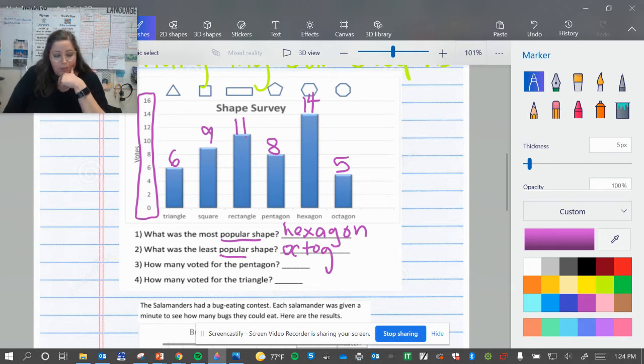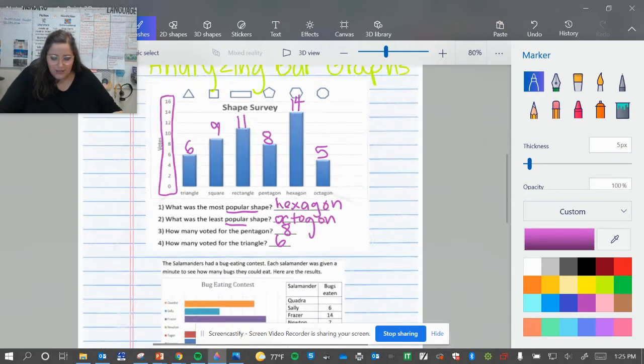So another thing that I want you to pay attention to is what the question is actually asking you to write. Is it asking you to write a shape or is it asking you to write a number? If it says how many, that's asking for a number. But if it says what was the most popular shape, it's not asking you for a number, it's asking you for a shape. How many people voted for pentagon? Well, I can look at pentagon's bar and see that I wrote 8. How many voted for the triangle? Well, I can look at the triangle bar and see 6. Beautiful. You just analyzed a bar graph, guys.